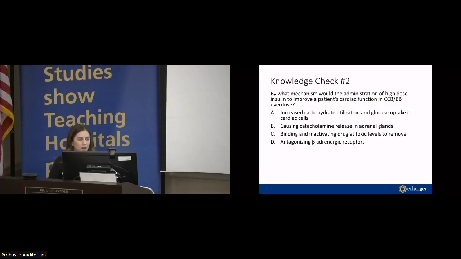Okay. And so then we're going to do our second knowledge check. By what mechanism would the administration of high-dose insulin improve a patient's cardiac function in calcium channel blocker and beta blocker overdose? Would it be increased carbohydrate utilization and glucose uptake in cardiac cells, causing catecholamine release in adrenal glands, binding and activating the drug at toxic levels to remove it, or antagonizing beta adrenergic receptors?